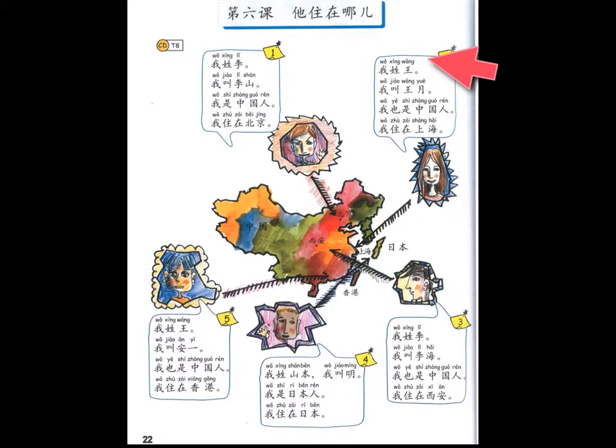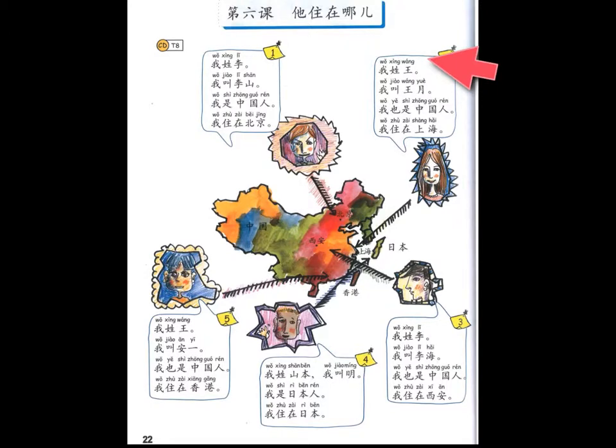Now we're going to look at text number 2. This person says, 我姓王,我叫王月,我也是中国人,我住在上海. Now, if we actually translate that in one big go, the first sentence says, 我姓王, my last name is Wang, 我叫王月, my name is Wang Yue. Now, 我也是中国人. Now, you can see that if we have a look at 也, we already know 也. 也 means also. So in this context, when you're looking at 我也是, I also am 中国人.